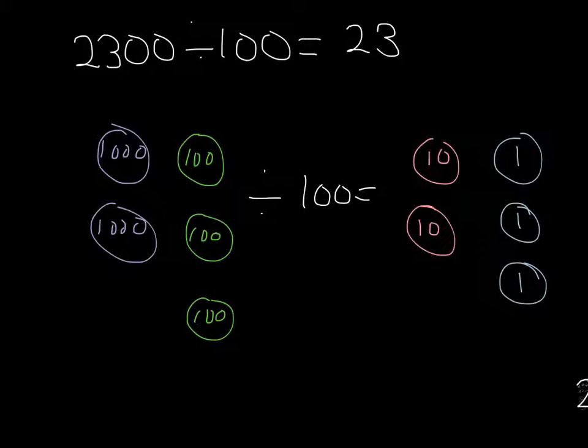In other words, to divide by 100, we could just take away 2 zeros. 2,300 divided by 100 equals 23. And let's check it. Does 23 times 100 equal 2,300? And yes, it does. So let's try one more. Next, we'll divide by 1,000 and see how that goes.